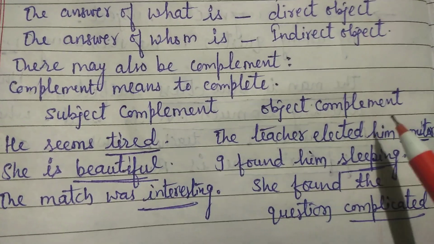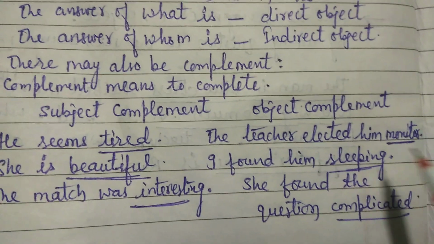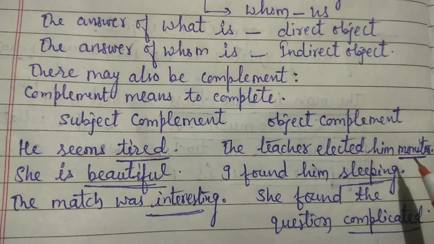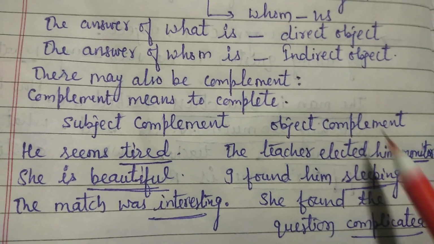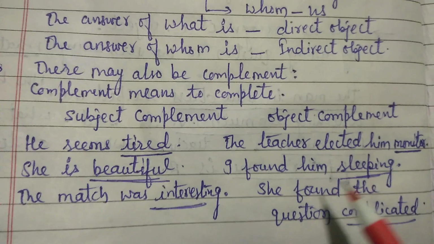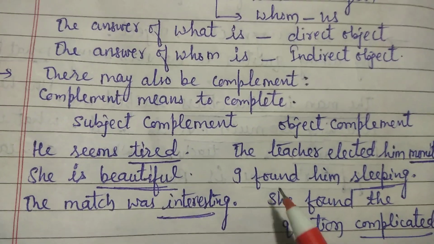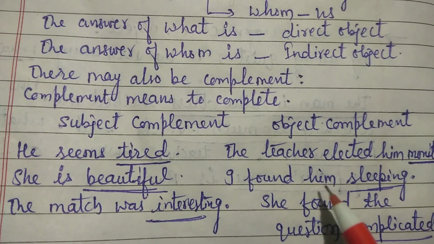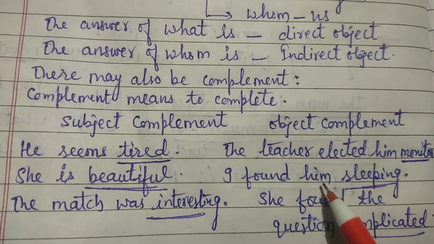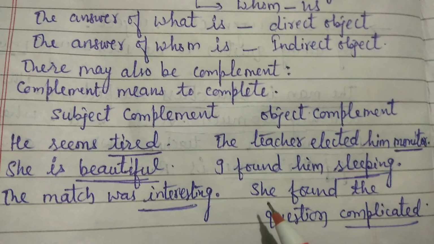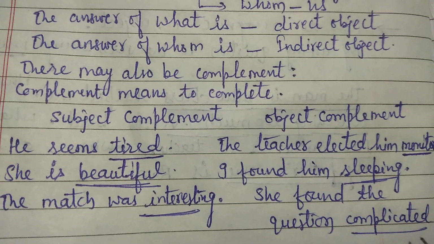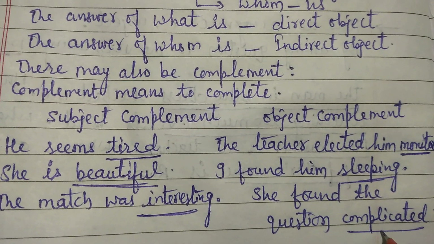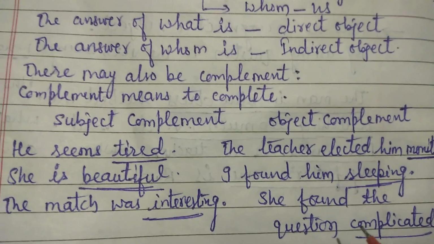Object complement. The teacher elected him monitor. The teacher elected him what? Monitor. So here this word monitor is the complement for the object him. I found him sleeping. This word sleeping is telling us about him, and him in this sentence is working as an object. She found the question complicated. Here the word complicated is telling us about the type of question she solved.